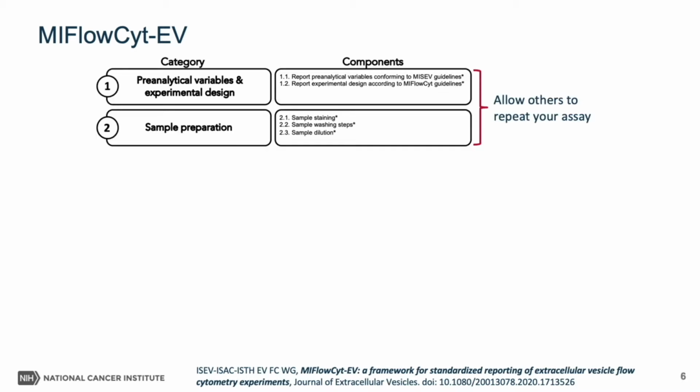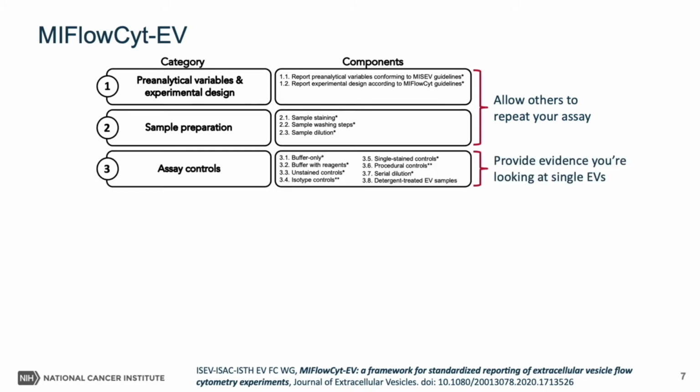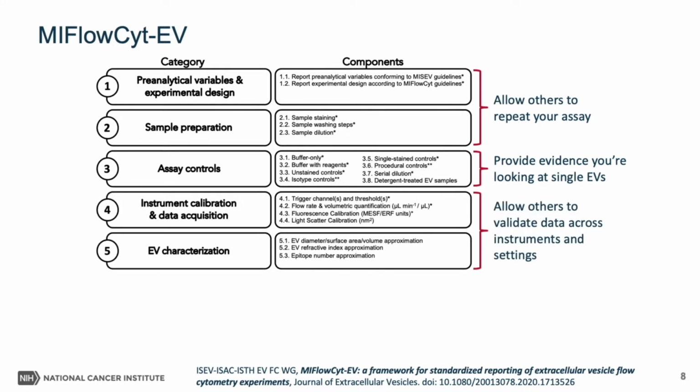So just to give a quick breakdown of this framework, the first two components are designed to report the assay metadata and include the existing MISEV and MIFlowCyt standards. This also includes some sample preparation steps. The third component focuses on reporting and demonstrating assay controls. So up until this point, if you've completed all of these three components perfectly, you'll have demonstrated that you're able to detect single EVs and you'll have provided enough detail for others to reproduce your assay. You won't, however, have provided enough detail for others to validate your assay.